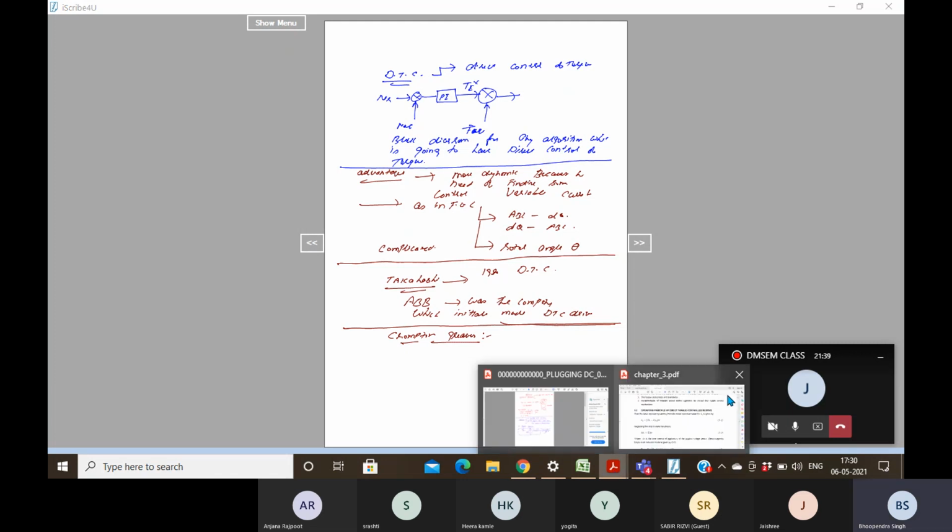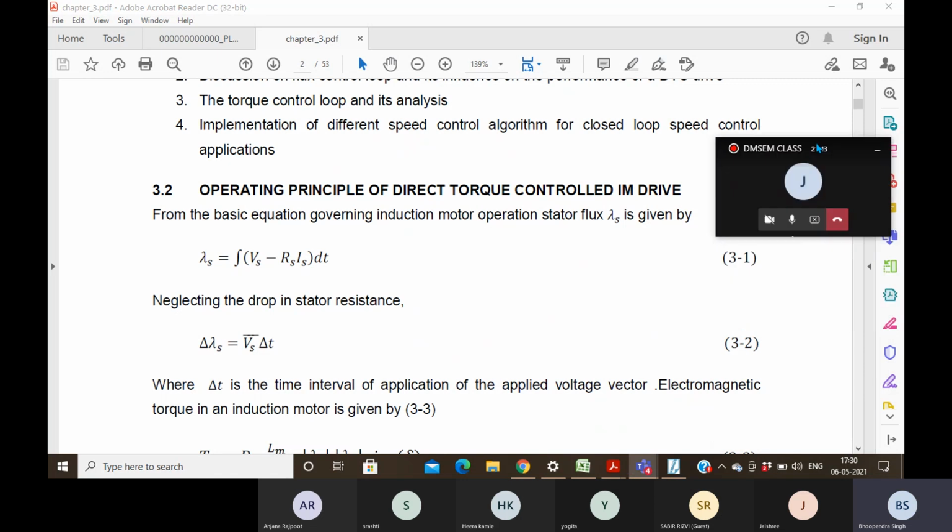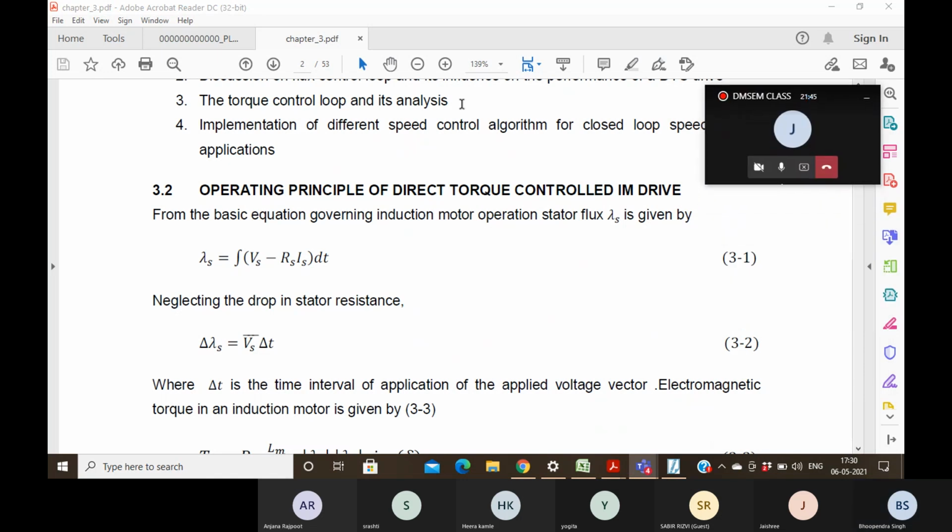So let us come to the direct torque control algorithm. Now, this is the operating principle of a direct torque control drive.